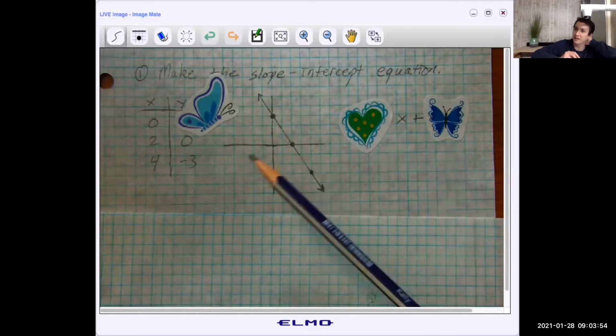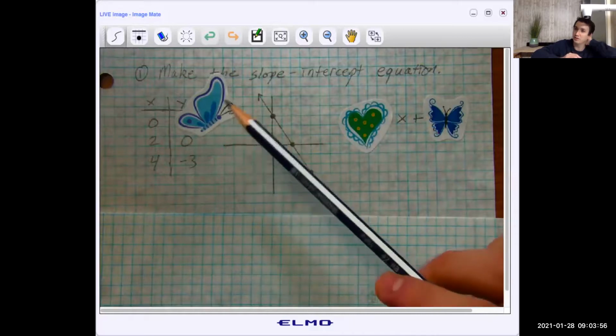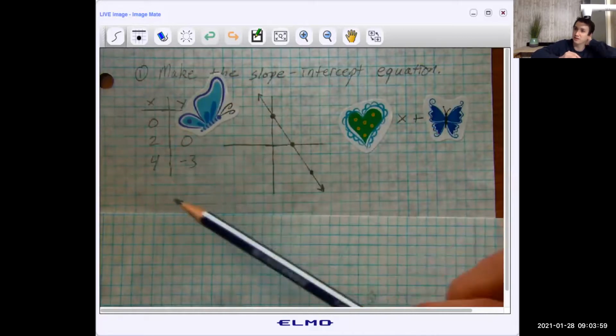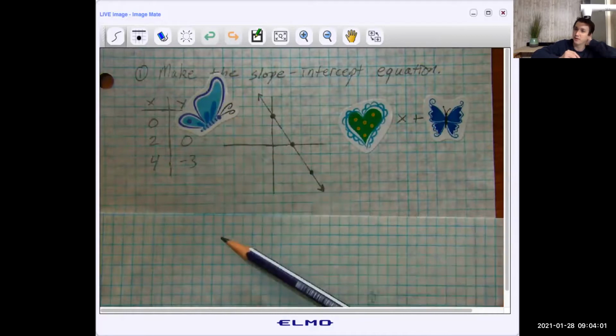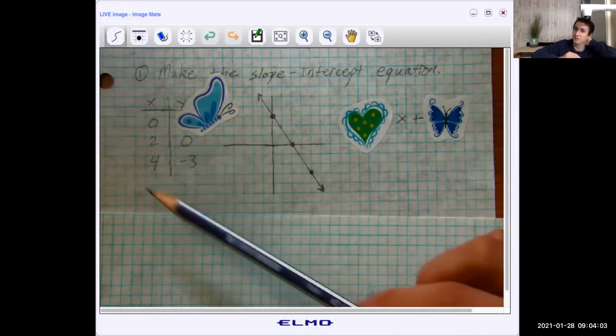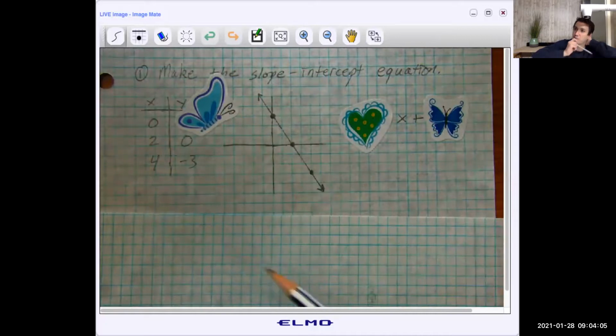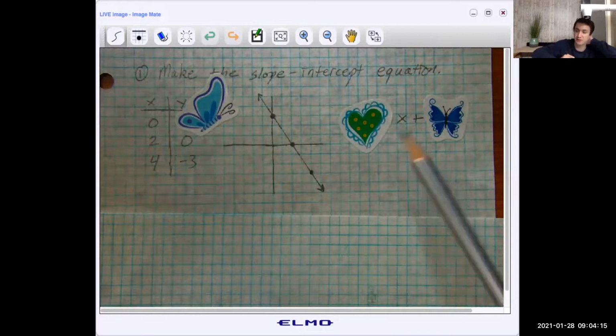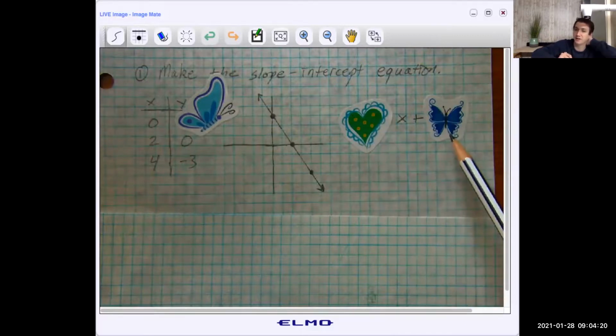Could someone in chat let me know what you wonder or notice about this table over here and the butterfly? What's going on? What do you wonder or notice about this part over here, or even the other parts too, this heart sticker or this dark blue butterfly?